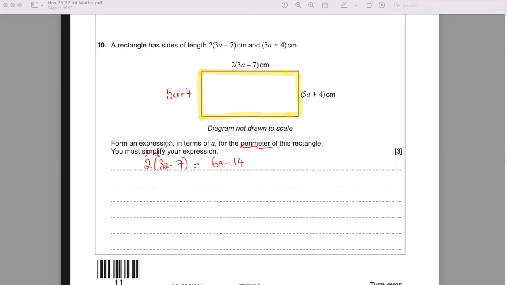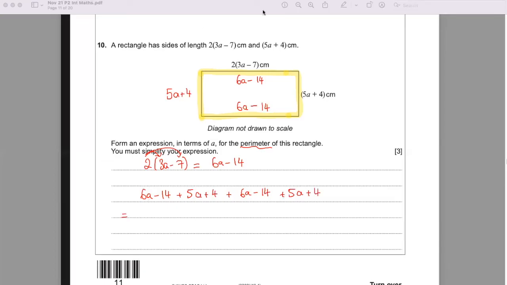It's just multiplying it out. So that will be exactly the same, 6a minus 14 on the other side. And just add them all up as you go along. So I will start with 6a minus 14 plus 5a plus 4 plus 6a minus 14, and then plus 5a plus 4, and that is your expression.